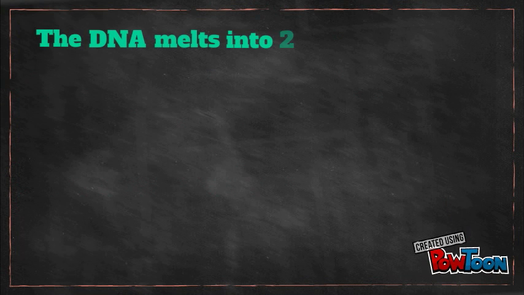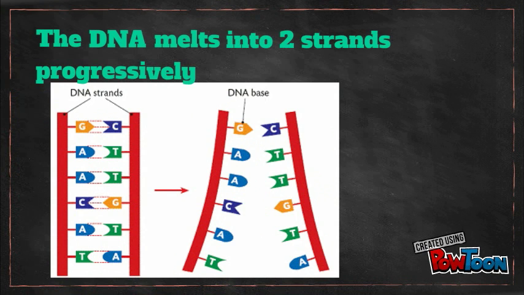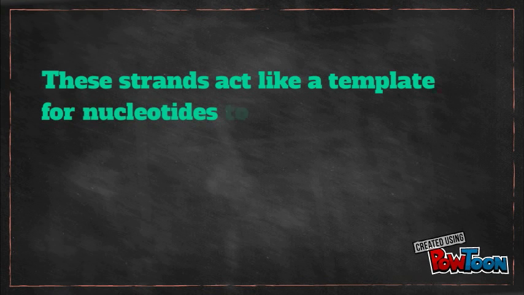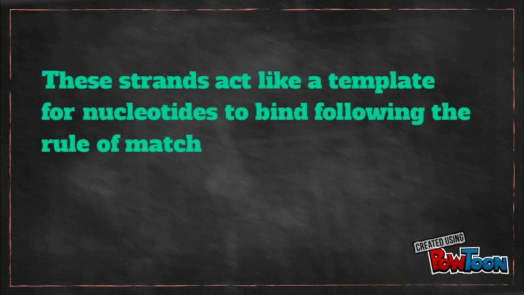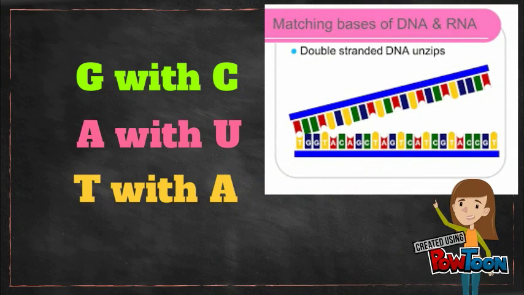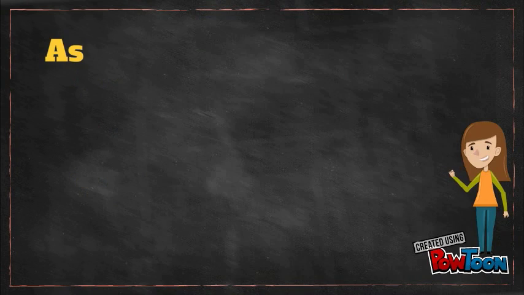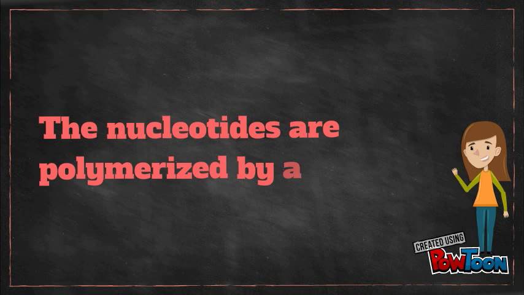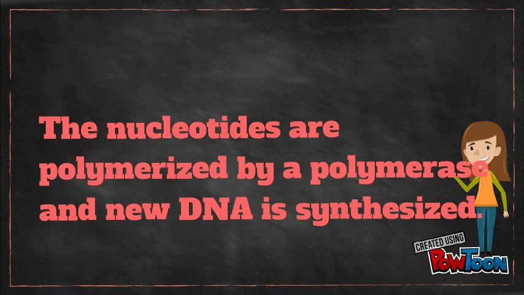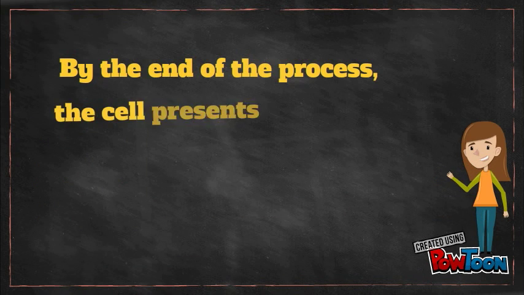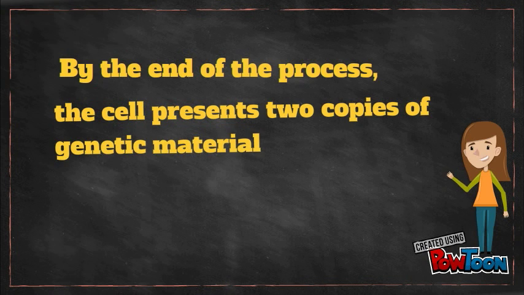In the DNA replication, the DNA melts or separates from each other into two strands progressively. These strands act like a template for nucleotides to bind, following the rule of match G with C, A with U, and T with A. As the strands separate, the nucleotides are polymerized by a polymerase and a new DNA is synthesized. By the end of the process, the cell presents two copies of genetic material.